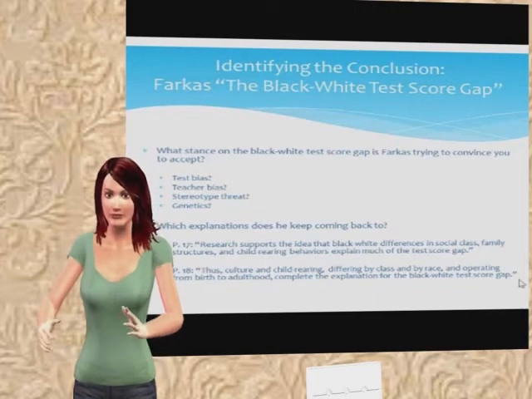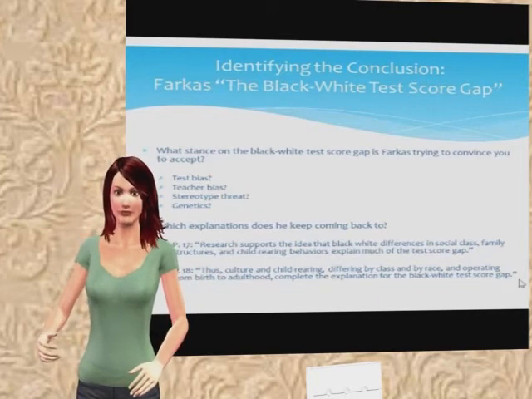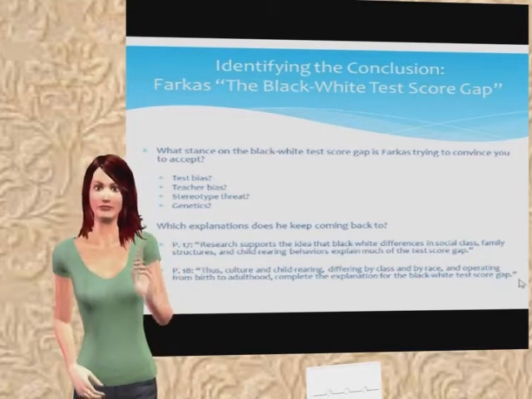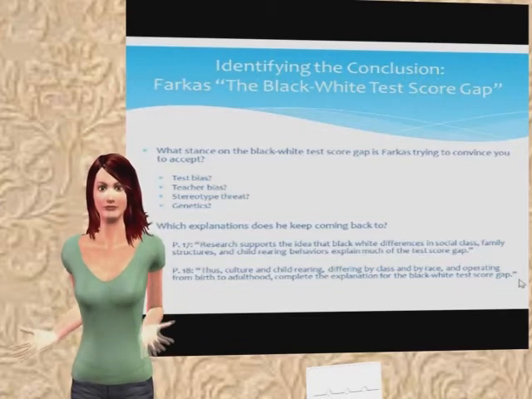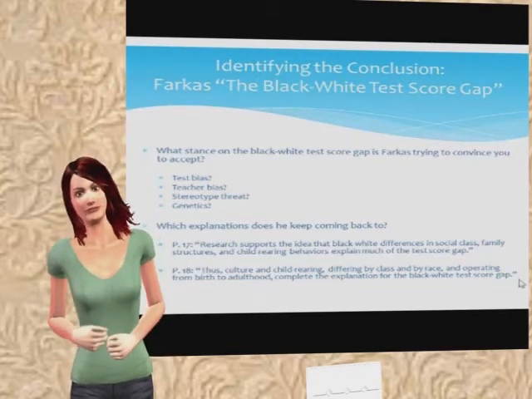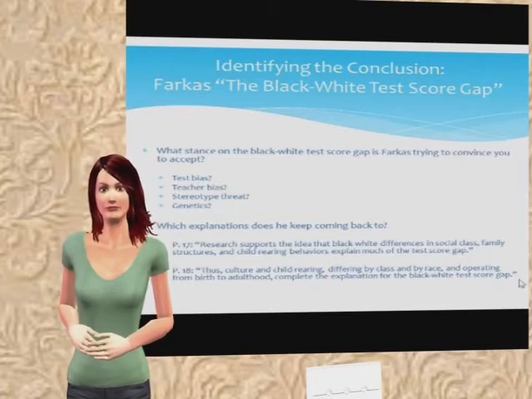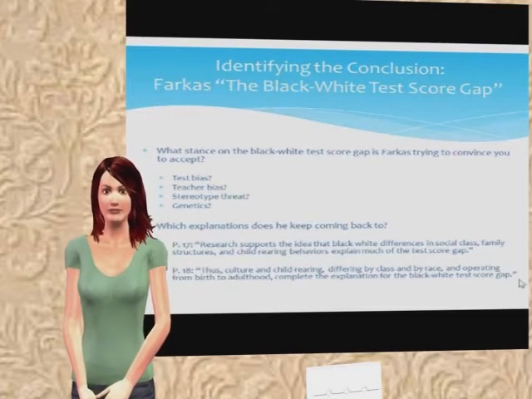So test bias, teacher bias, stereotype threat, which is a concept developed by a social psychologist, Claude Steele, that finds that people who think that taking a test and their score on that test will reflect some kind of inferiority of either their racial or gender group actually tend to do less well on an exam when they think that people are going to stereotype them. If you're interested in that concept, it's a really interesting concept. There's more about that in the reading.